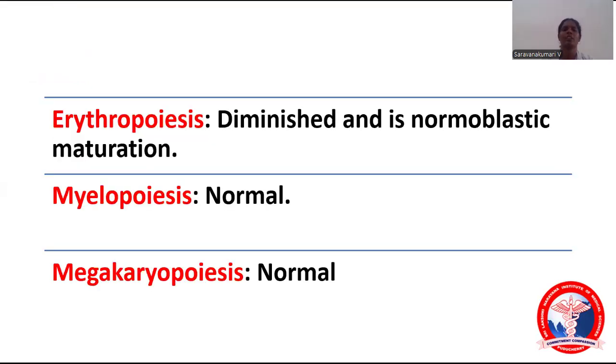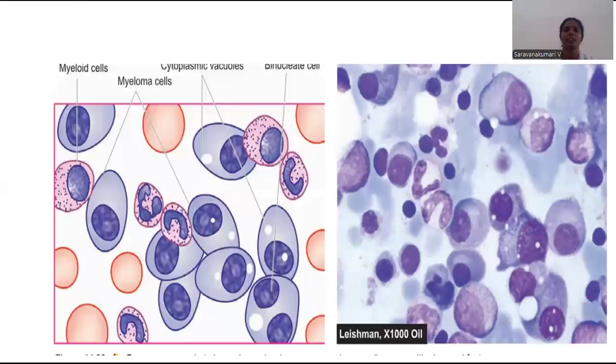Erythropoiesis is usually diminished, with normoblastic maturation, because of the increase in the plasma cells, and because of that this patient has anemia. Myelopoiesis will be normal. Megakaryopoiesis also will be normal, but it will be decreased. In this picture you can see the RBCs and the plasma cells. Everywhere the plasma cells are increased.